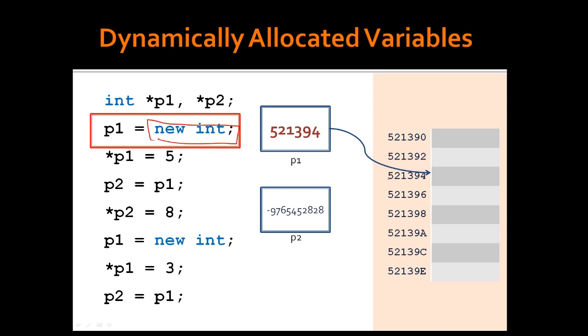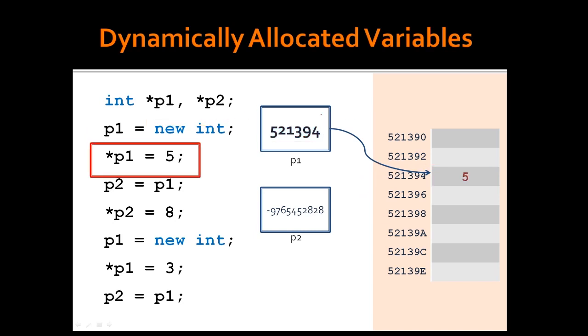The next thing that we do is when we have a new integer, that new integer is a variable that gets created on the heap somewhere, and it has a particular address, which is a number, 521394. So 521394 is what actually gets stored into p1. Now, when I say something like *p1 = 5, that's going to go to the address in p1 and put the value 5 in there.